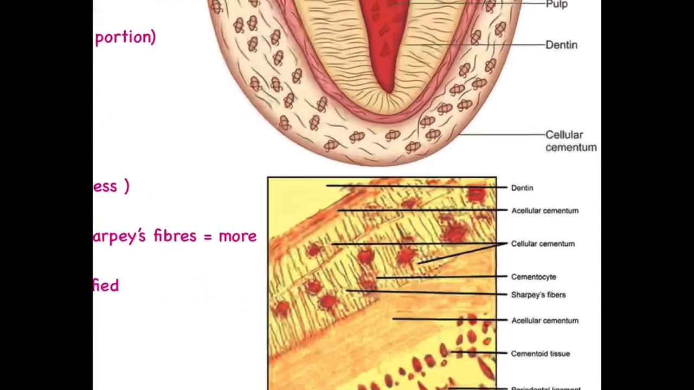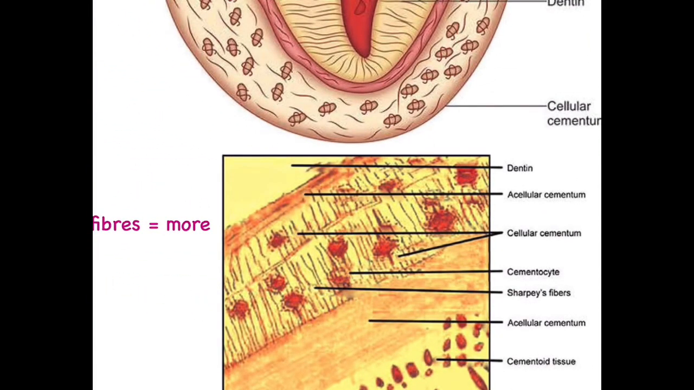So in this picture, we can see that acellular cementum is present just below the dentine. It is devoid of any cells, and also the thickness is very less. The thickness ranges between 30 to 50 micrometers only. So these are the key differences between cellular versus acellular cementum.